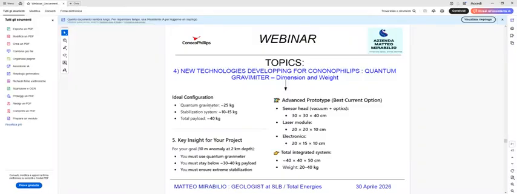The advanced prototype, the best currently developed: you have a sensor head of vacuum and optics, laser module and electronics, and we have it totally integrated. We want to reduce the weight by around 10 kilos.